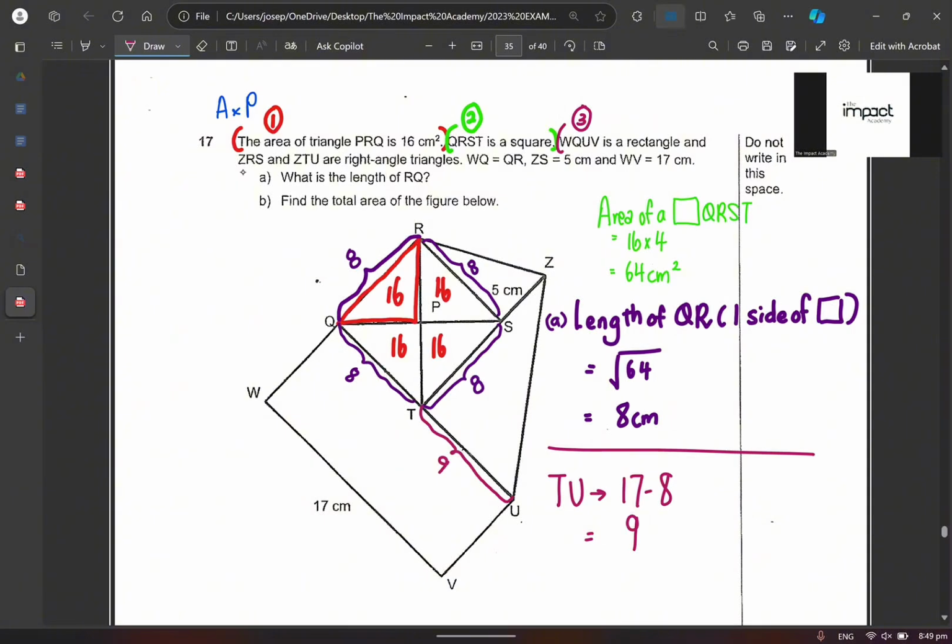Well, they also say that ZRS and ZTU are what we call right angle triangles. Where is that? ZRS is this one over here, right? And ZTU, where is ZTU? ZTU is over here, correct?